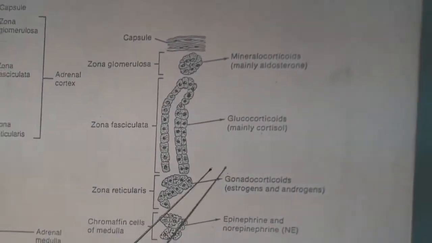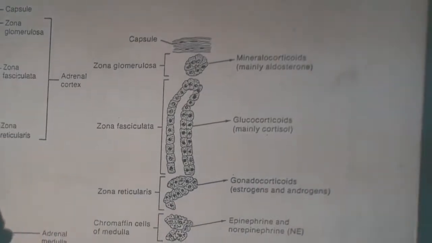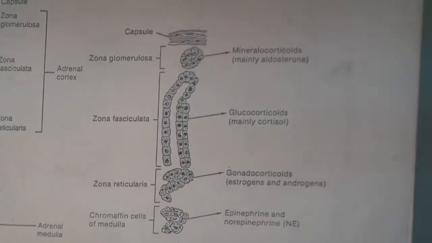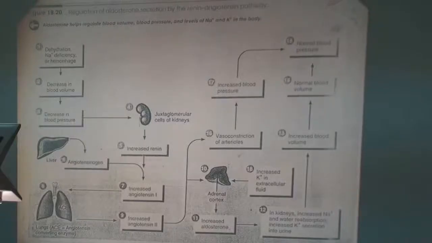Now we will have an idea about the cortisol and similar hormones. They affect the glucose metabolism. They produce usually glucose from non-carbohydrate sources. Just to have an idea about the role of aldosterone, because this is very important.